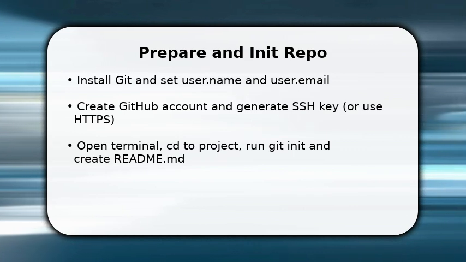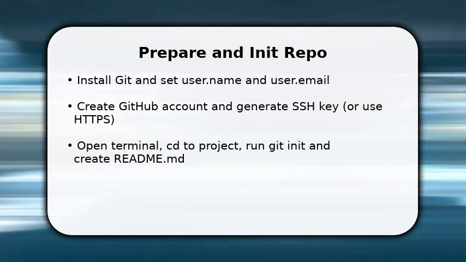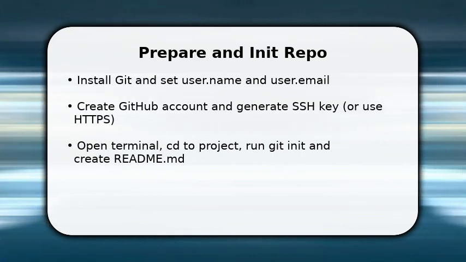you prefer passwords. Now open a terminal, change directory to your project, and run git init to make a local repo. Add a README.md and git add. Then git commit -m "initial commit" to record your first snapshot.